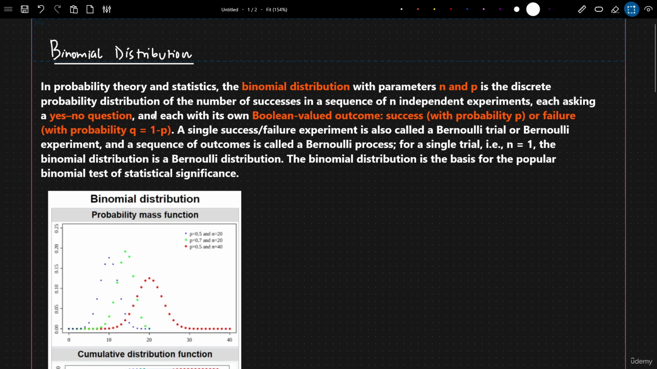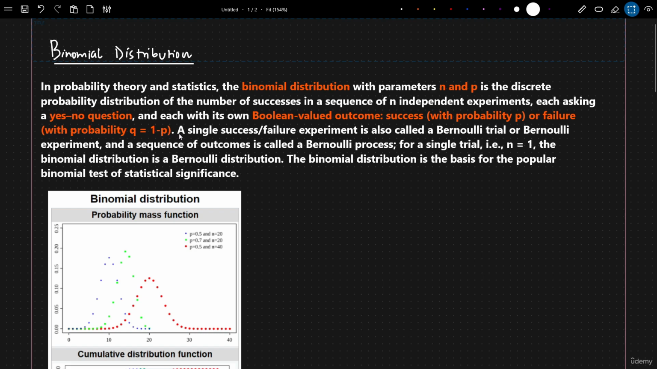It's a discrete probability distribution of the number of successes in a sequence of n independent experiments, each asking a yes or no question. So here you have n independent experiments, each asking a yes or no question, and each with its own Boolean valued outcome, success with a probability p or a failure with a probability q, which is equal to 1 minus p.